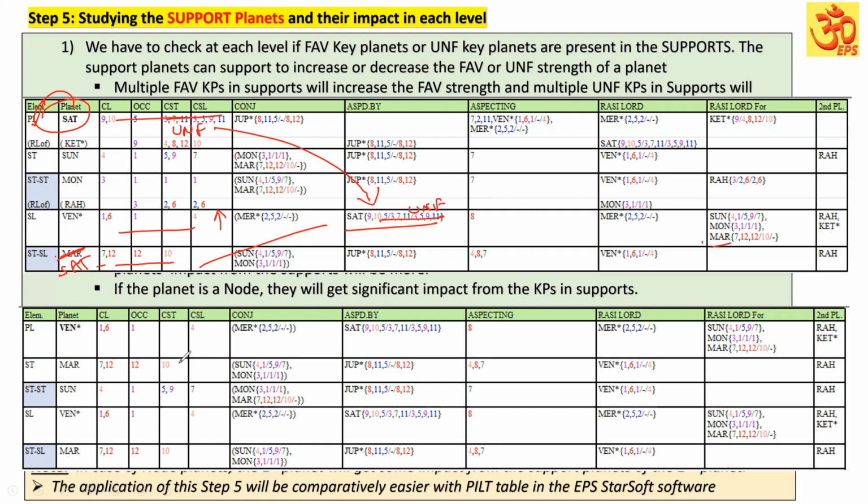When we study many case studies, we will come across such cases, and then we will understand the influence of the support planets and how the ruler links are increasing or decreasing the strength. For a planet which we feel is supportive but has some weakness at one level, through the support its favorable or unfavorable strength is increased, and we will be able to identify that. So with this, step number 5 is analyzed.